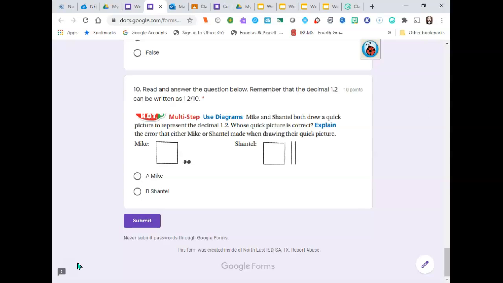Number 10, read and answer the question below. Remember that the decimal 1 and 2 tenths can be written as a fraction. Mike and Chantal both drew a quick picture to represent the decimal 1 and 2 tenths. Whose picture is correct? Mike or Chantal?